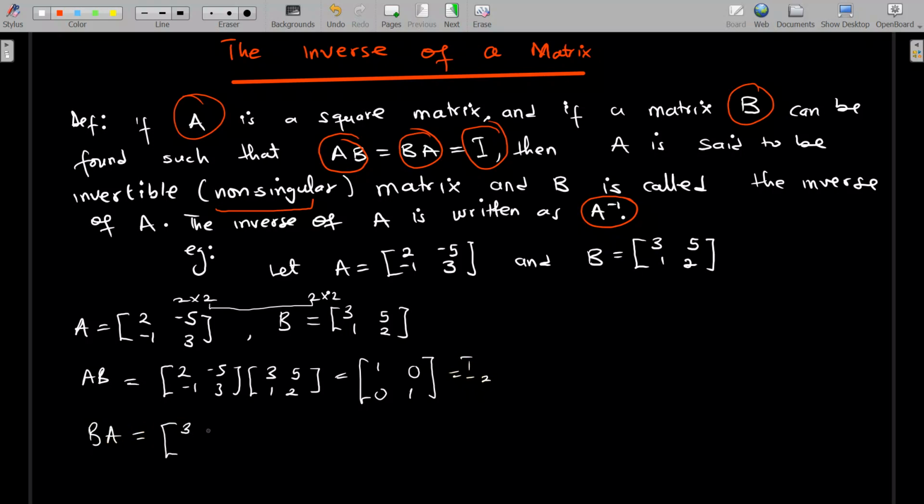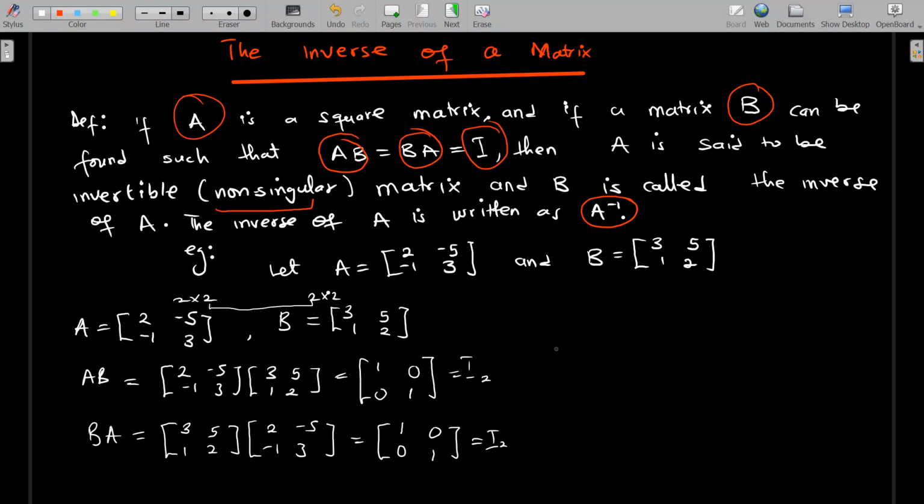BA is 3, 5, 1, 2, and then A is 2, negative 5, negative 1, 3. Now if I multiply these two, 3 times 2 is 6, plus negative 5, which will give me 1. 3 times negative 5 is negative 15, plus 5 times 3, which is 15, so I'm going to get 0. And 1 times 2 is 2, plus 2 times negative 1, so that'll give me 0. 1 times negative 5 is negative 5, plus 2 times 3, which is 6, so I have 1 here. So this also gave me the identity matrix I2.